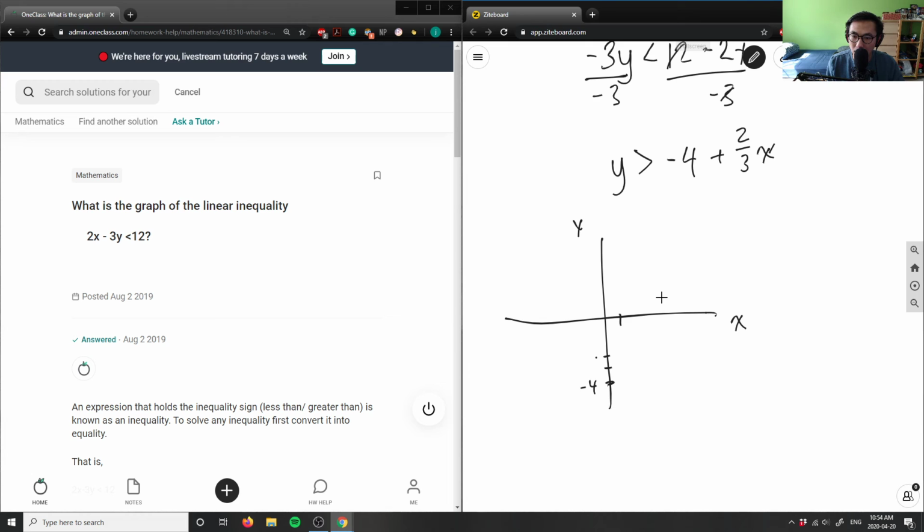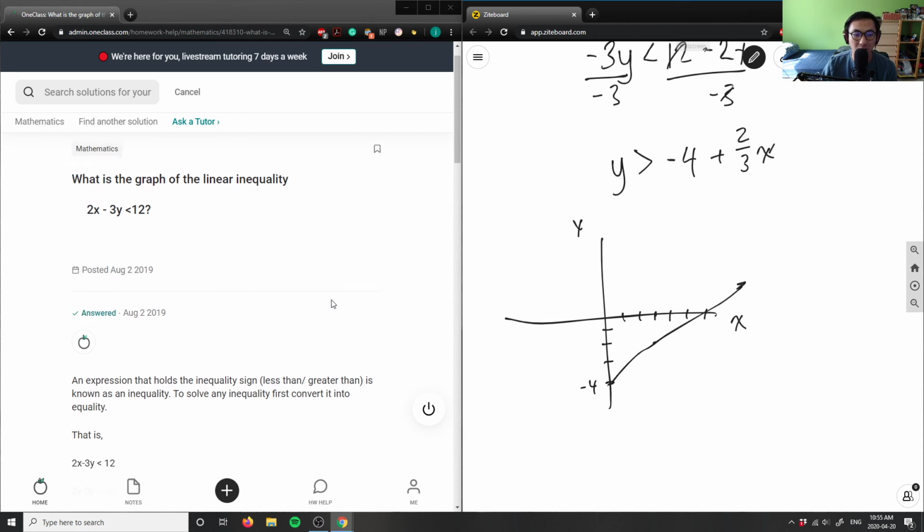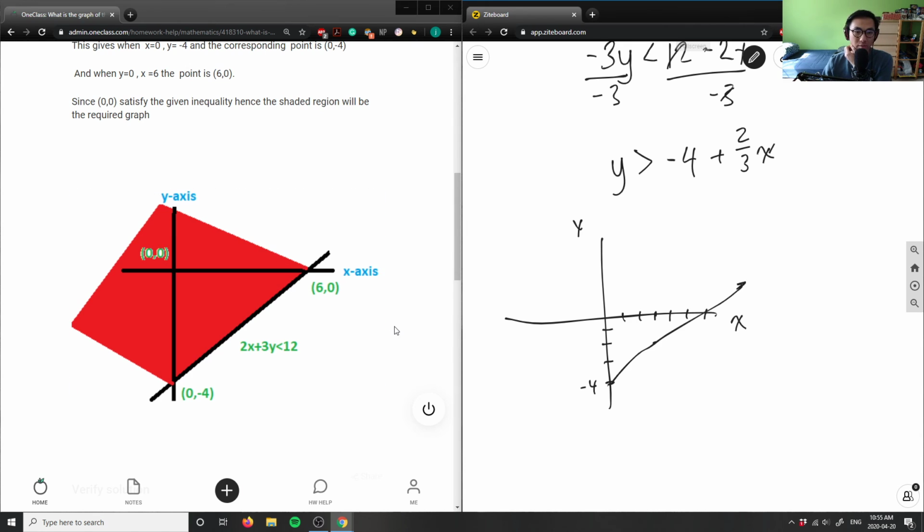Actually, hold up. This is 3, 2, and 1. This is 1, 2, and 3, 4, 5, and 6. So up by 2, right by 3, up by 2, and the left by 3 would give me some sort of graph line that looks something like this. That would be my line here. So again, what they did here is 0 and 4, and this here is my correct solution, right?